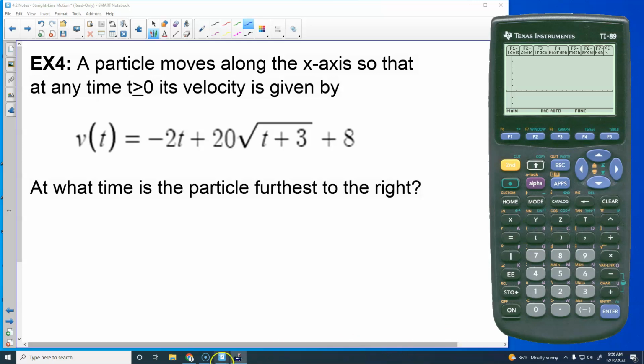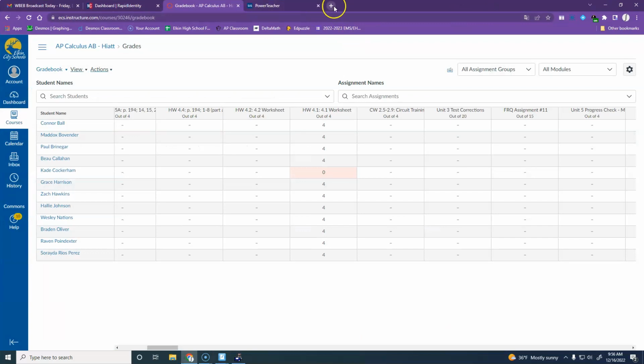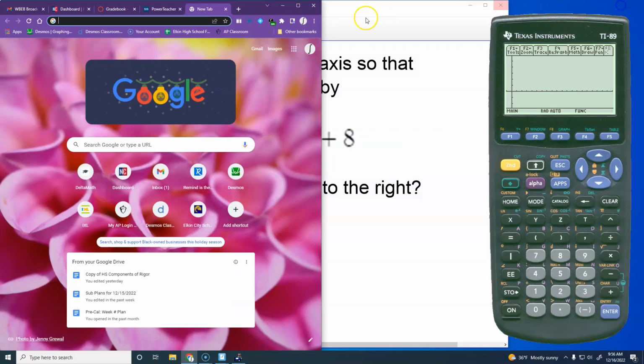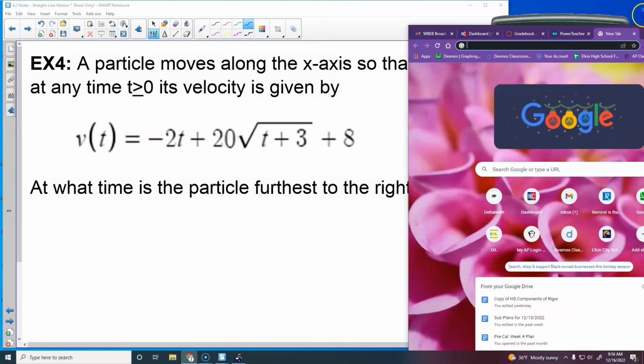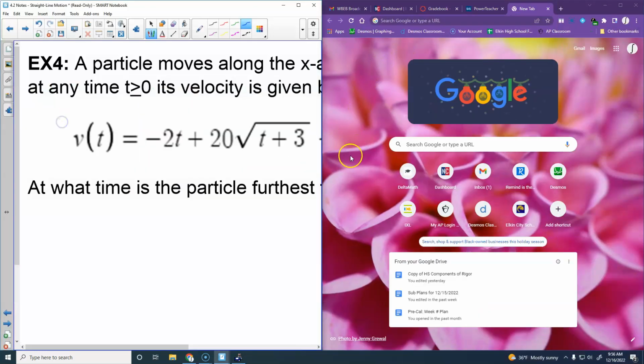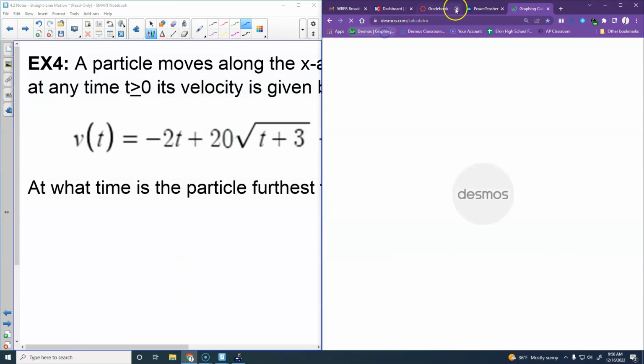All right, due to our lack of time, let's switch over to Desmos where I can zoom out easier because we're about out of time. Desmos.